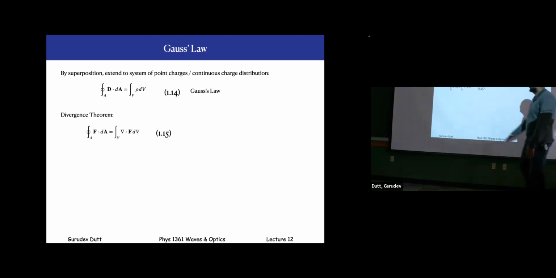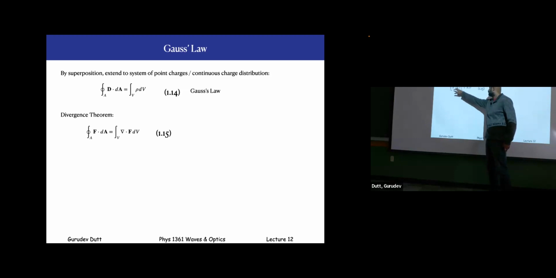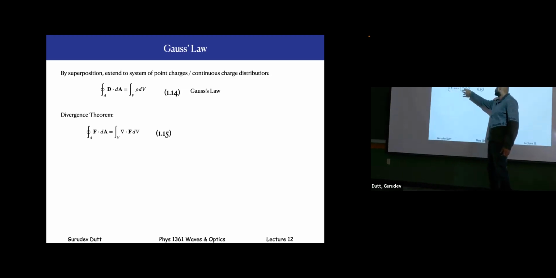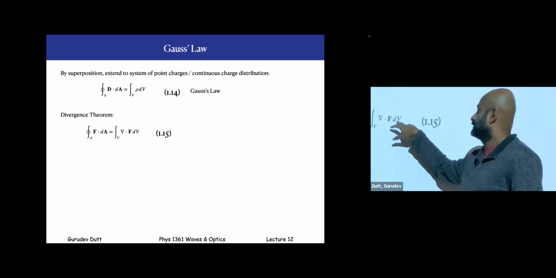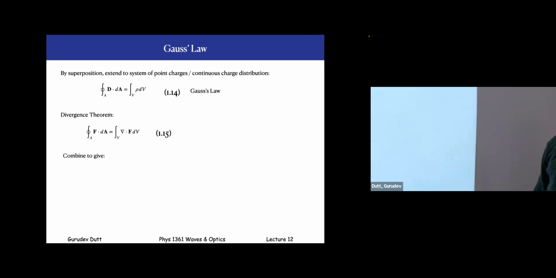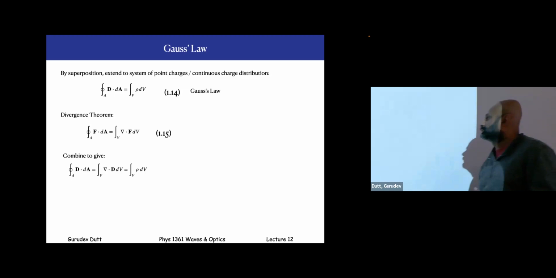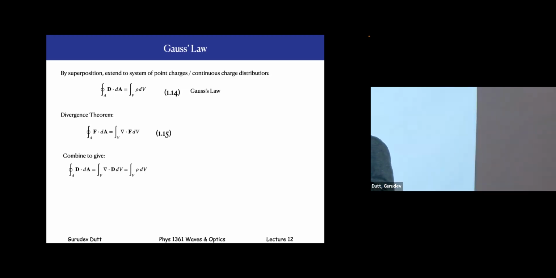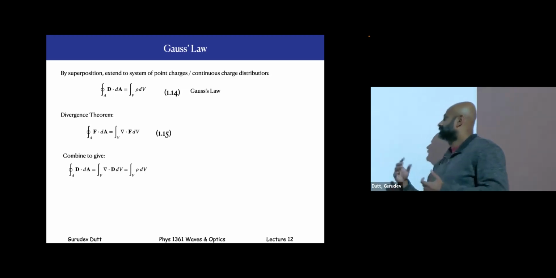Now this is over the source charges. And now I apply Gauss's divergence theorem, which says that the flux integral over an area is equal to the volume integral of the divergence of that vector. Okay, so this divergence theorem is from vector analysis, or vector calculus. It's true for all vector fields F, where F is any arbitrary vector field.